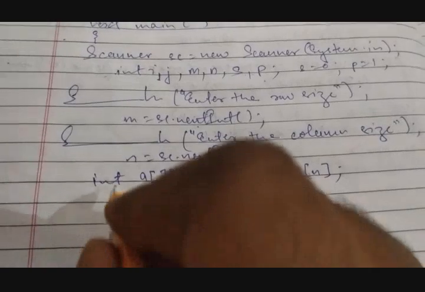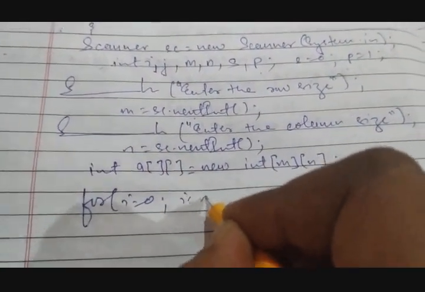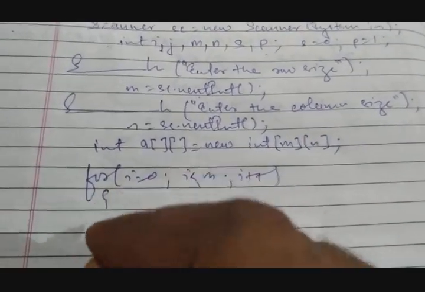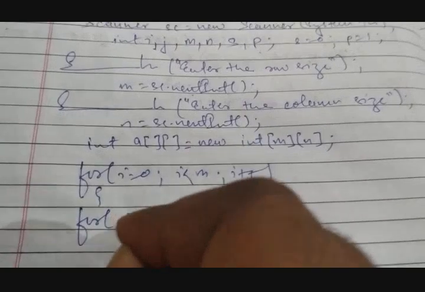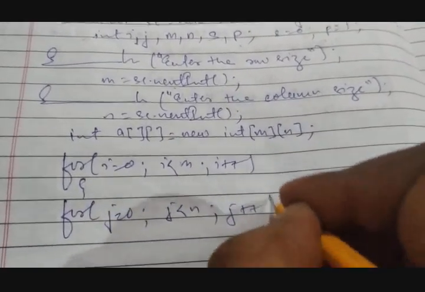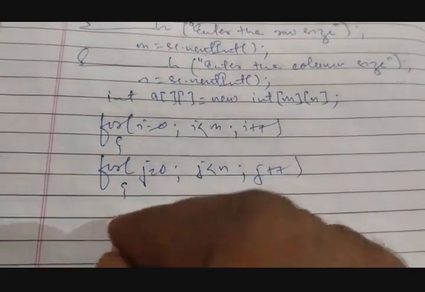Now element entry: for i equals 0, i less than m, i plus plus, for j equals 0, j less than n, j plus plus. Now get the element entry.